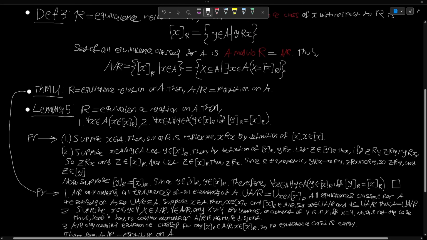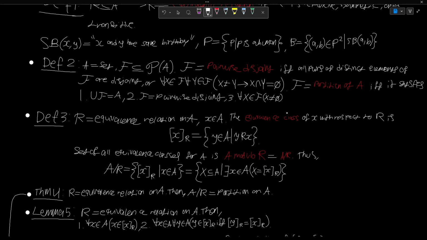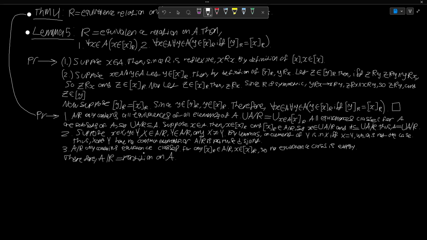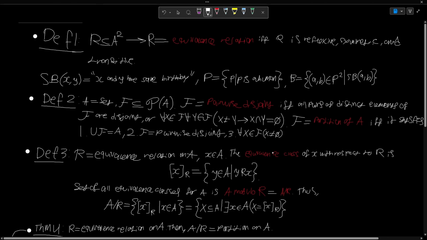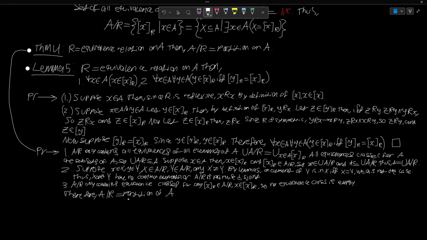Now this third proof is simple, and we're just showing that all sets in A modulo R are non-empty. So first we know that by definition A modulo R only contains equivalence classes of elements of A. For any x in A, the class of x is in A modulo R, and since x is always in its own class, then no equivalence class is empty. So this means that no set in A modulo R is empty. So by those three conditions, we can conclude that A modulo R is a partition of A.